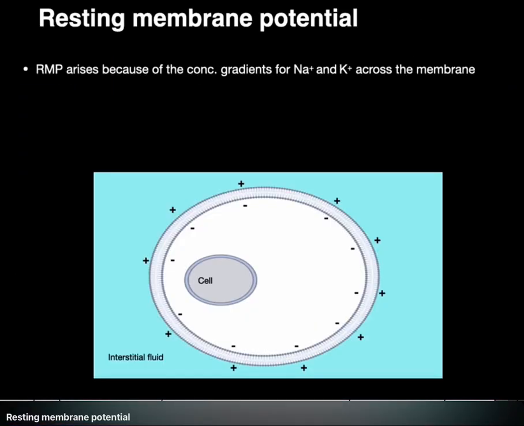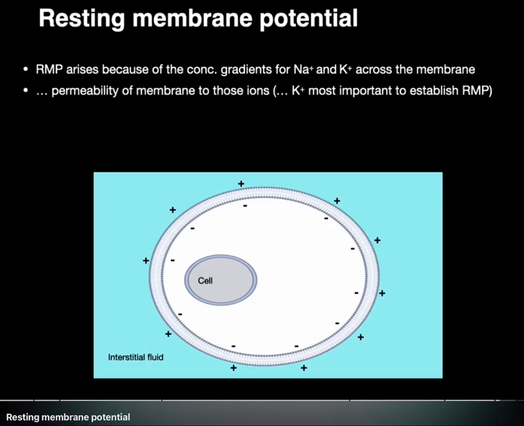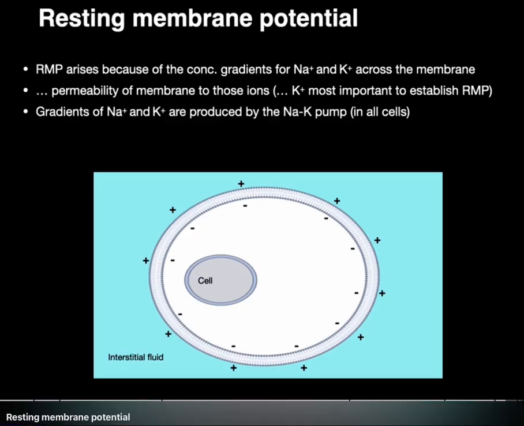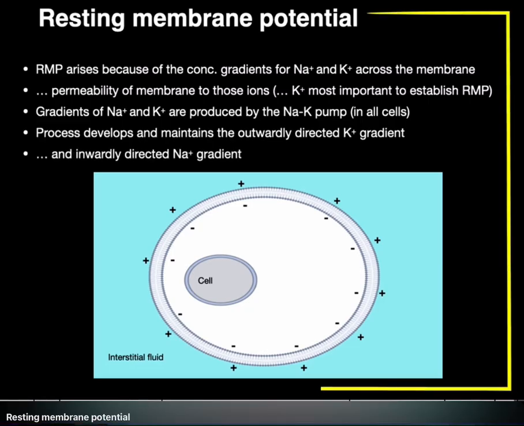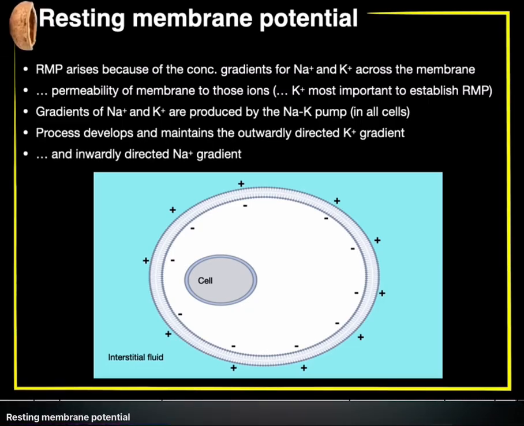So a resting membrane potential arises because of the concentration gradients for sodium and potassium across the membrane and the permeability of the membrane to these ions, with potassium being the most important to establish this resting membrane potential. And the gradients of sodium and potassium are produced by the sodium-potassium pump in all of our body cells. This process develops and maintains the outwardly directed potassium gradient and the inwardly directed sodium gradient. And that, my friends, is resting membrane potential in a nutshell.